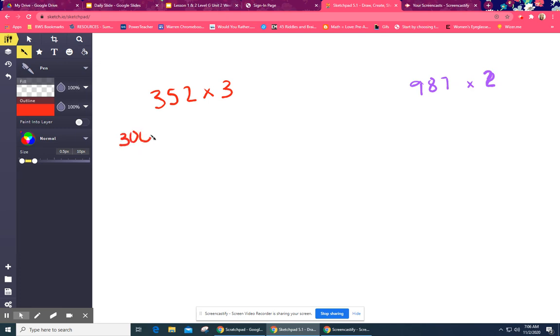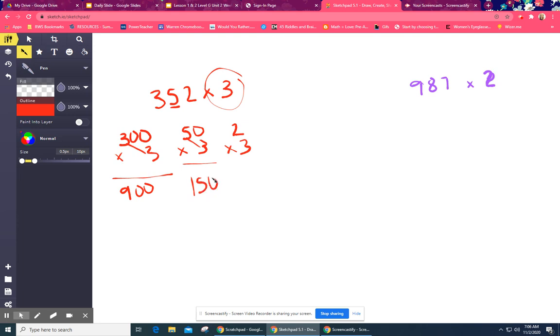So you'll break it into 300. This has a value of 50, so then 50. And finally, the 2 at the end. Then you'll multiply each part by 3 because of this. So 300 times 3, you just multiply the 2 actual numbers, which would equal 9, and then toss the 2 zeros on, so 900. Multiply the 2 numbers, you get 15. Add the 1 0 to the back, so 150, and then 2 times 3 is 6.